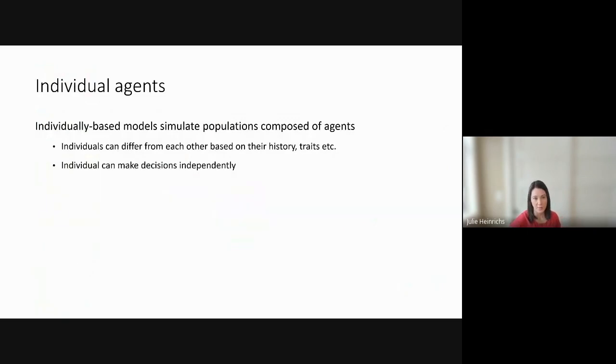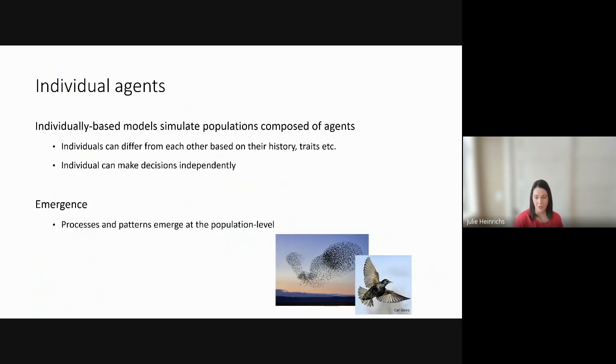By individual-based models, I mean we're talking about simulations that focus on individual agents. In wildlife ecology, we think of those as individual animals or plants, but they essentially just differ from each other based on their history or their traits. They can make decisions independently with whatever criteria you supply to them. A key concept is the idea of emergence, where although you're tracking individuals and programming them to move and behave and respond in certain ways, when you scale up to the higher level order, for example, at the level of the population, you see patterns and processes emerge that can be unexpected.